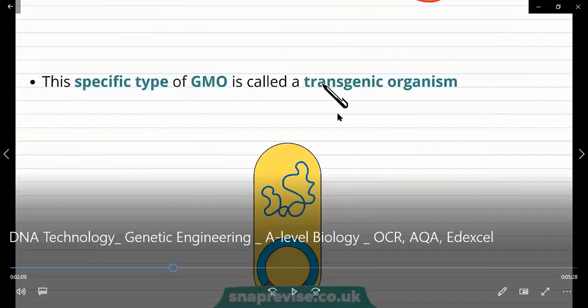Now, whenever an organism has been modified by genetic engineering, it is now known as a transgenic organism. So once it has a portion of its DNA coming from a different species, then we say it is transgenic.